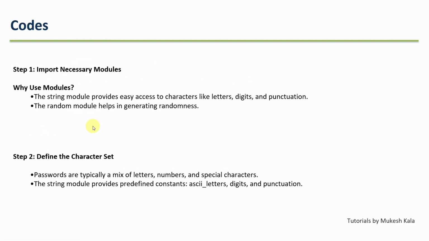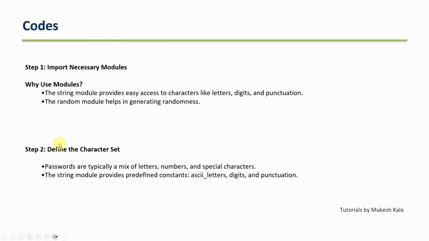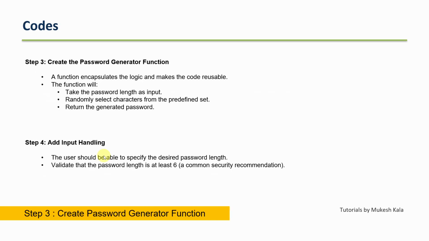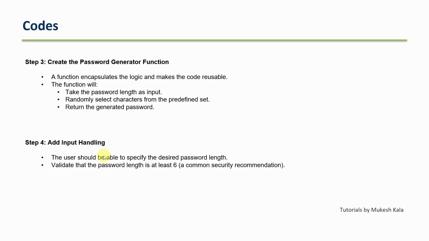Okay, so we completed step 1, which was the necessary module. We defined the character set. Now the next step is step number 3, create the password generator function, which means that now we have to create a function that would actually generate the password. So what actually would be the logic? If you remember from the previous videos, why do we need a function? So that it is reusable. We want to take the password length as the input and we want to randomly generate the password.